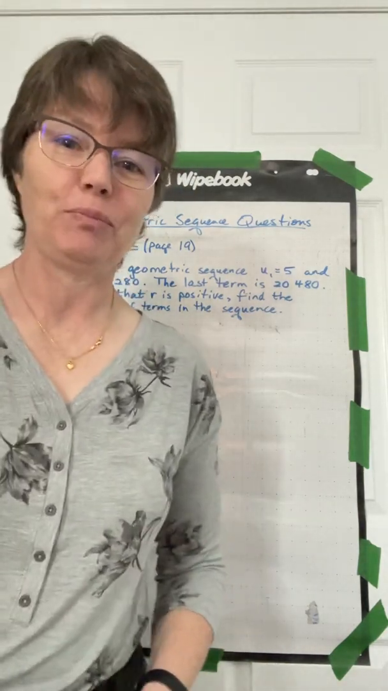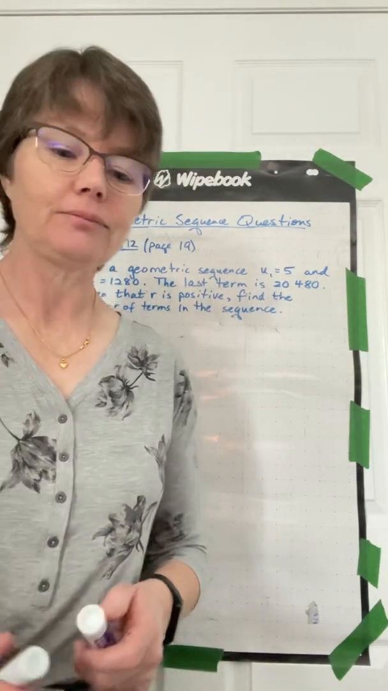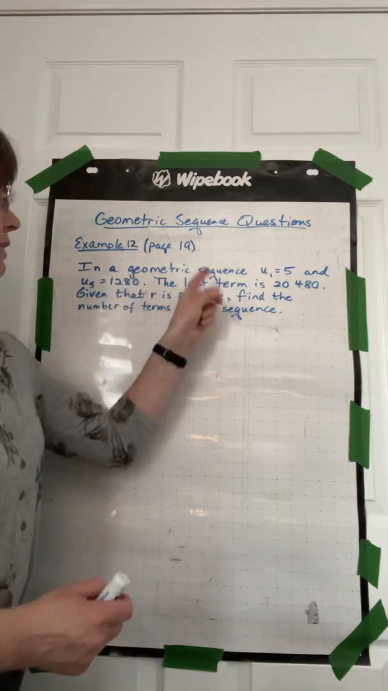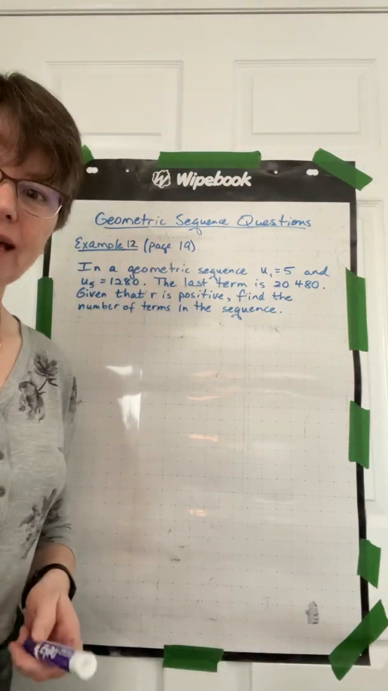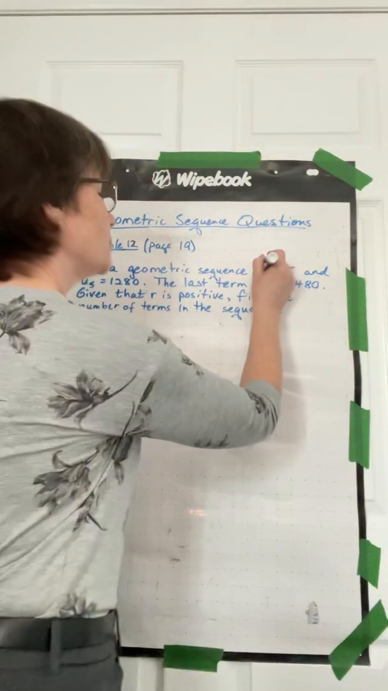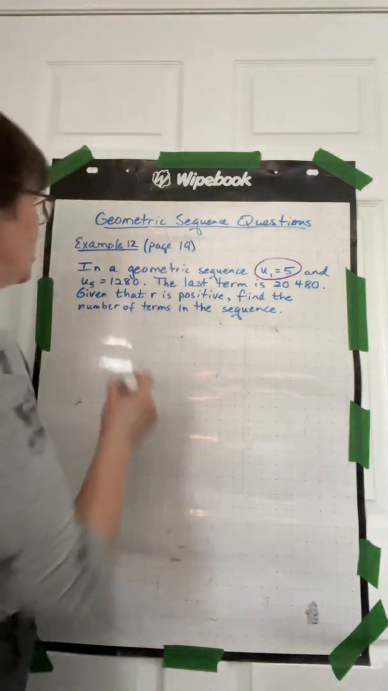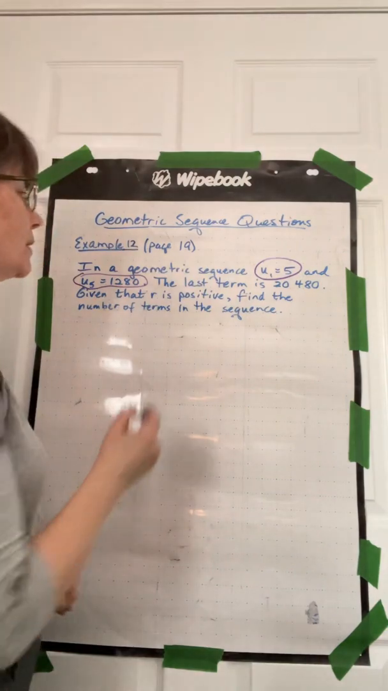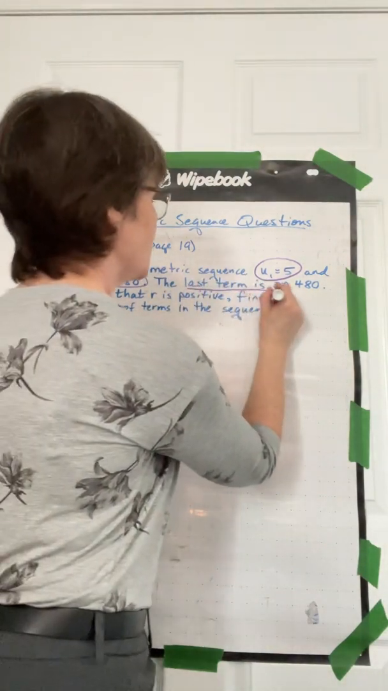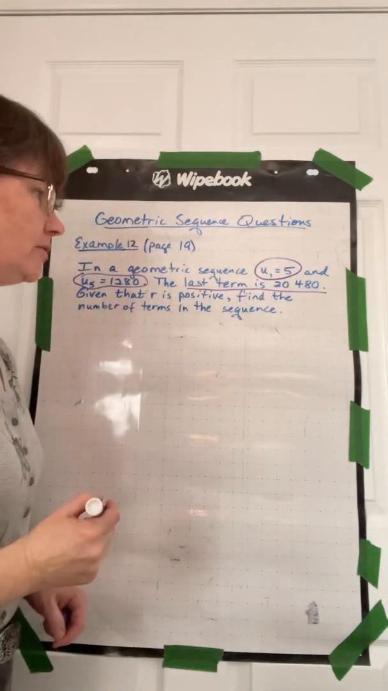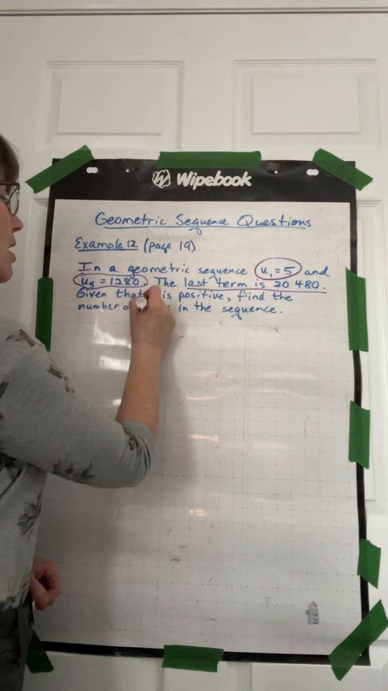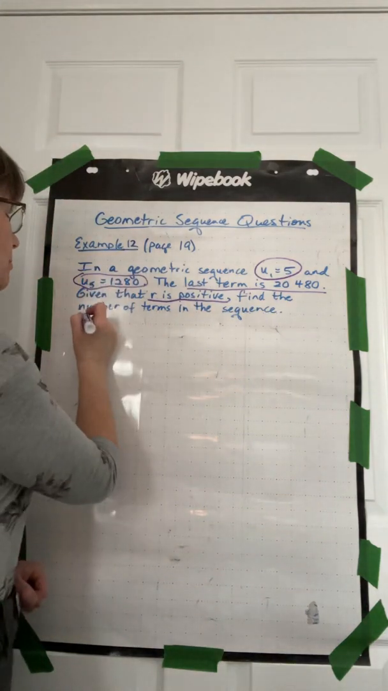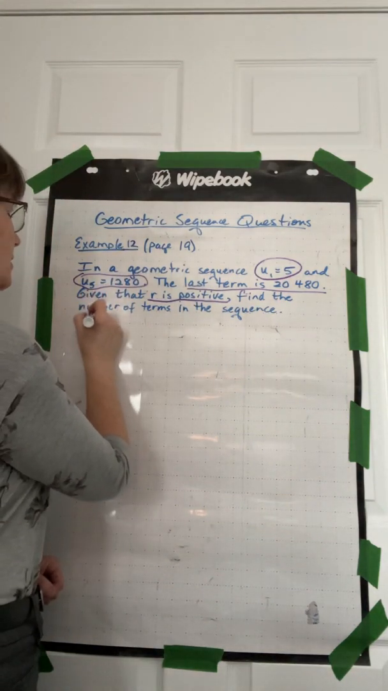Hello, we're looking at example 12, still on page 19, dealing with another geometric sequence question. In a geometric sequence, U1 equals 5. Okay, so that's going to be an important piece of information. And U5 is 1,280. The last term is 20,480. Given that r is positive, that's going to be another important piece of information. Find the number of terms in the sequence.